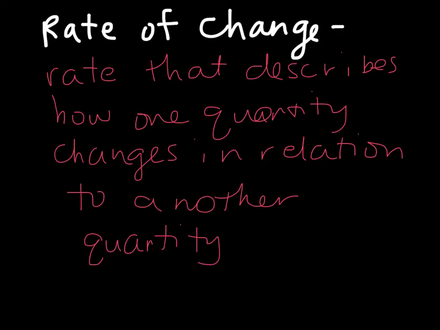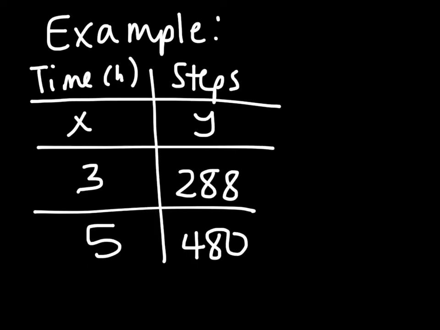When we look at a table, though, which is in our example, we're going to measure the change in y over the change in x. So let's look at this example. So we just said we're going to measure the change in the y over the change in the x. So I'm going to say, okay, well, what's the change in the y? Well, it went from 288 to 480, so we're going to figure out what that change was. And then we're going to figure out what was the change in x. Well, it just went from 3 to 5, so 5 minus 3.